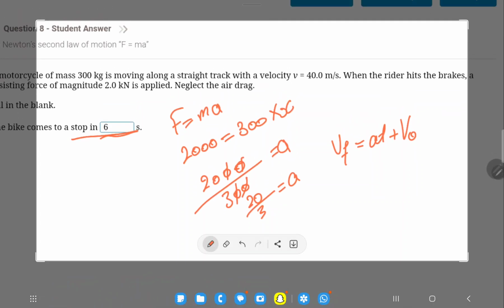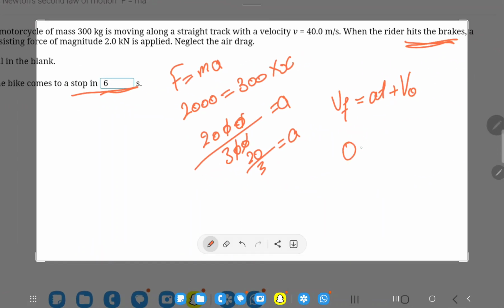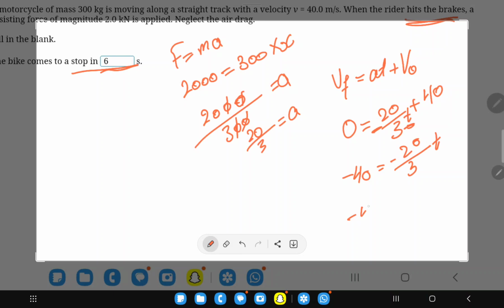Now we have that it hits the brakes. The v final will be 0 equals a t, which is 20 over 3, plus v initial, which is 40. Now we want to find the time, and the object is decelerating, so we put the minus. So we move the force to the other side. It's minus 40 equals minus 20 over 3 t. We then have minus 40 divided by minus 20 over 3 equals t.